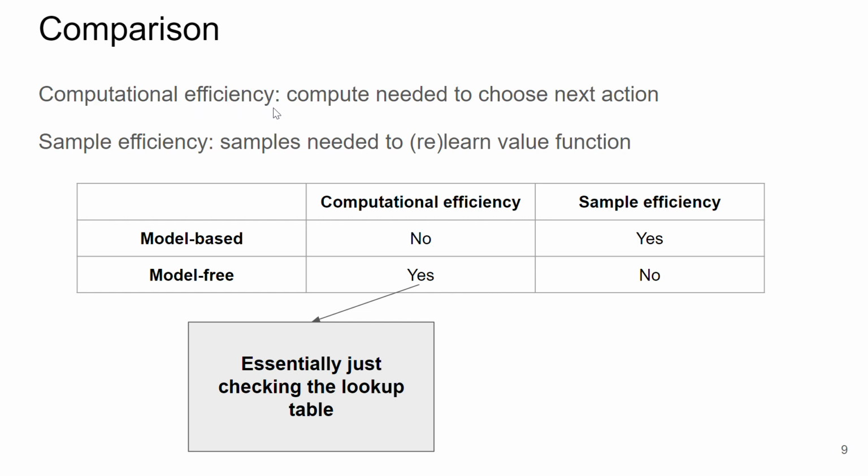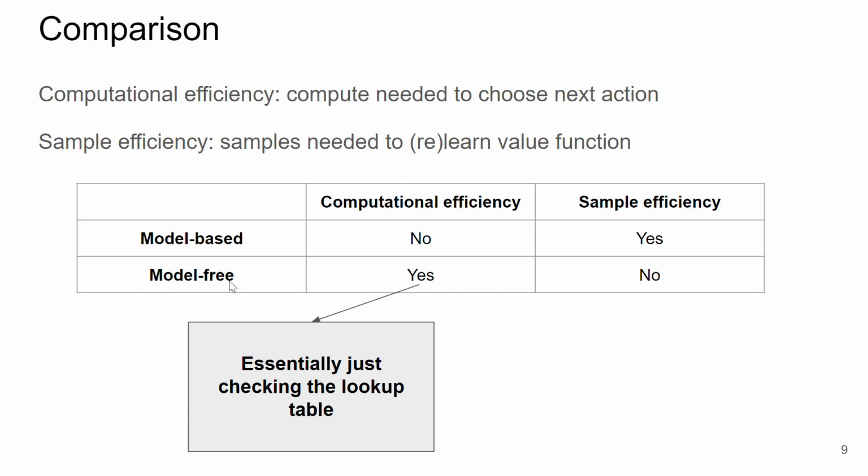Computational efficiency is what I'm defining as the compute needed to choose the next action. We'll go into more detail as I talk about them more specifically. And sample efficiency is the number of samples you would need to learn your value function. If you're in a dynamic environment where your P and R, the environment's dynamics and the reward transition matrix, are continuously changing, we would want to relearn very quickly. In that case, we would call an algorithm sample efficient.